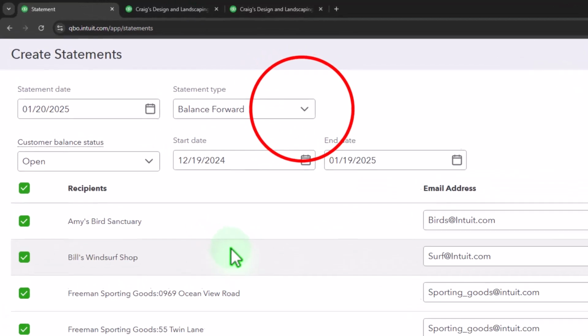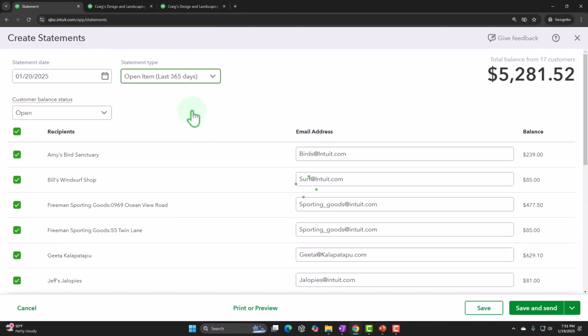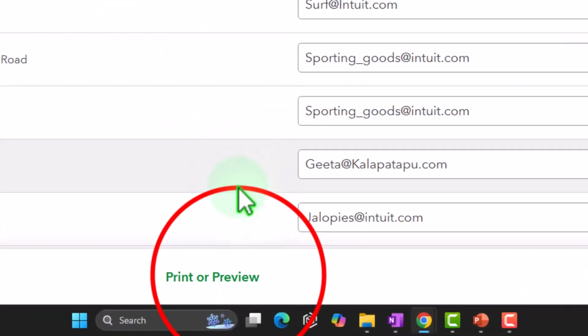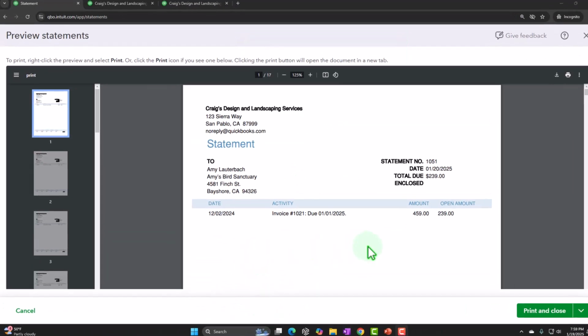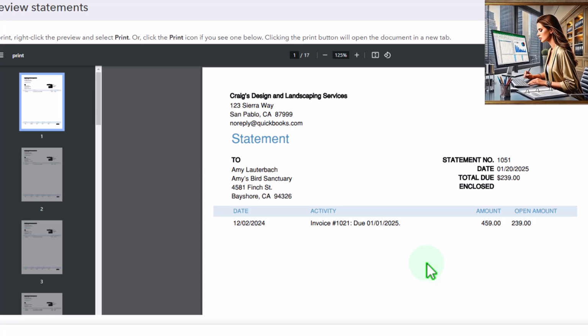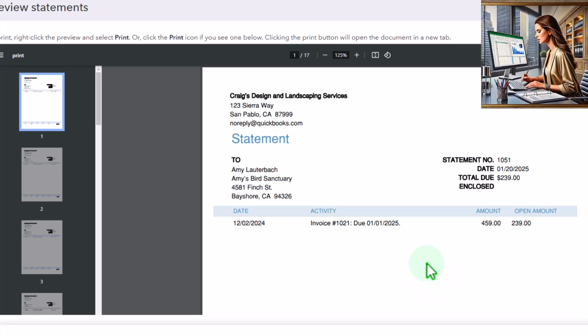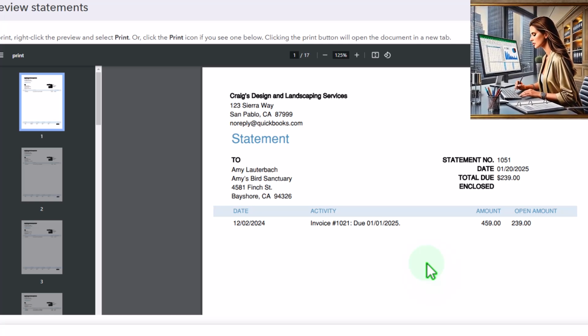Okay, so then let's try another one. Let's open the last 365 days just to take a look at the difference between the forms, print preview. Note that these statements are only giving us those invoices that still have an outstanding balance, a balance that has not yet been paid, making them a little bit more simplified, a little bit easier to read. However, not providing as much detail, not giving us as clear a story.